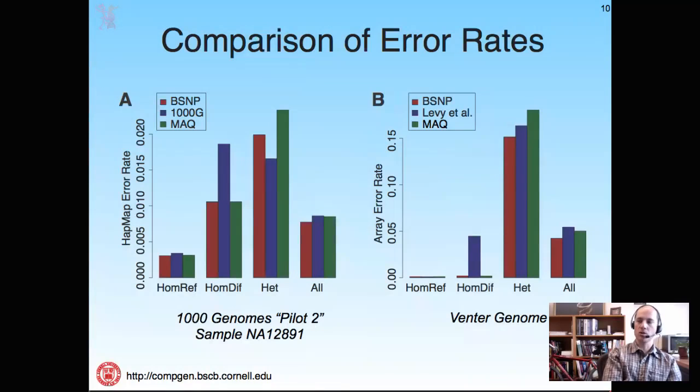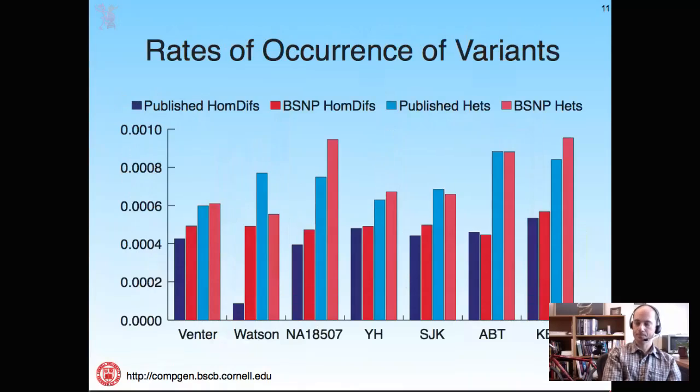This is based on a validation study of one of the European genomes sequenced by the 1,000 Genomes project to high coverage. We also looked at the Venter genome, comparing it with array-based genotype data to assess accuracy, and similarly showed that we were able to call genotypes quite accurately.